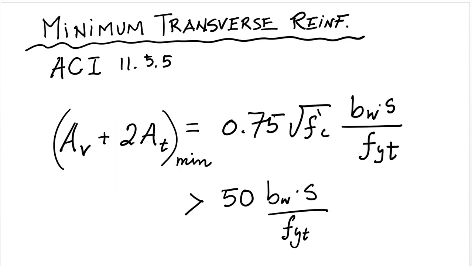The first one has to do with minimum transverse reinforcement. You can find this in ACI 11.5.5, and it states that if you add the shear reinforcement and 2 times the torsion reinforcement per leg, as a minimum, it should be equal to 0.75 square root of f prime c times the width of the cross section times the spacing divided by the yield stress of the reinforcement. So that's this formula right here.